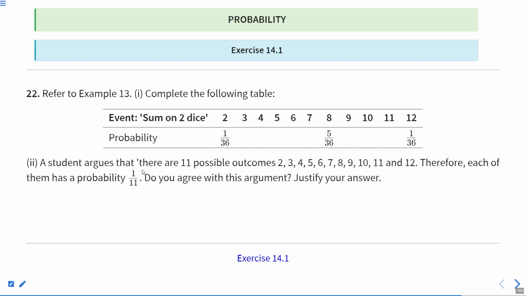A student argues that there are 11 possible outcomes: 2, 3, 4, 5, 6, 7, 8, 9, 10, 11, and 12, and therefore each of them has a probability 1 by 11. So do you agree with this argument? Justify your answer. So let us check.